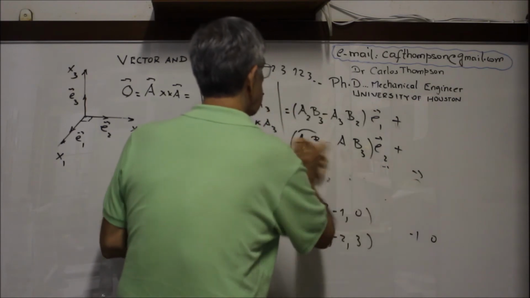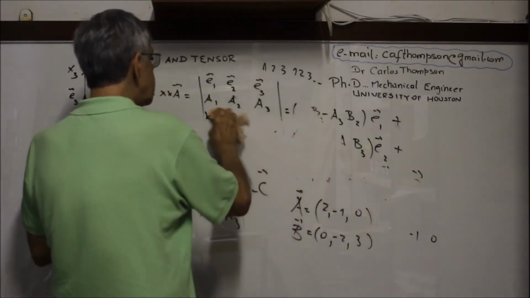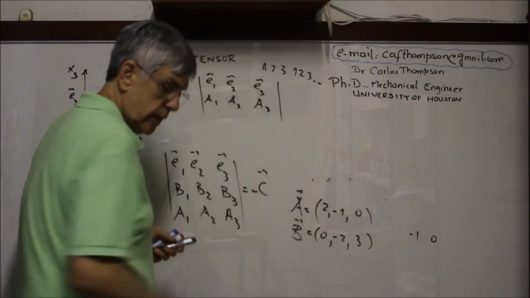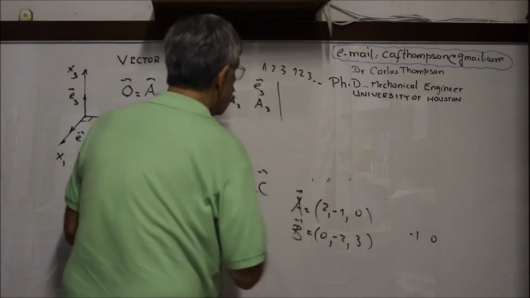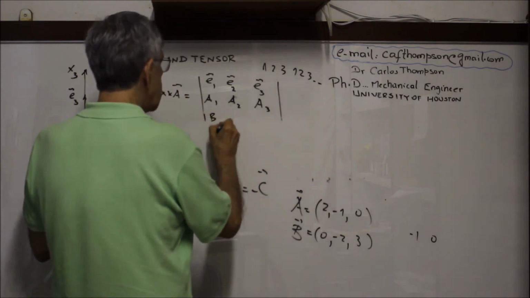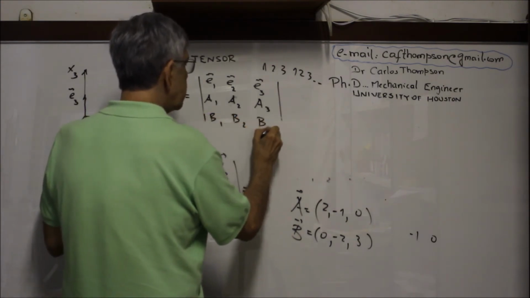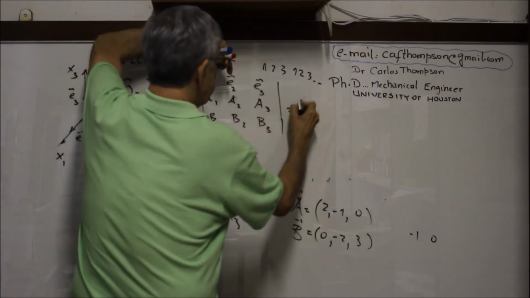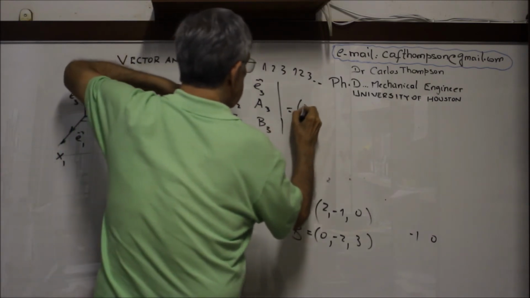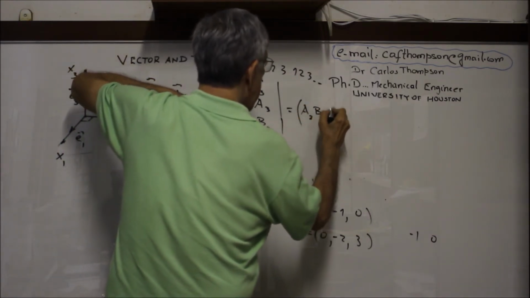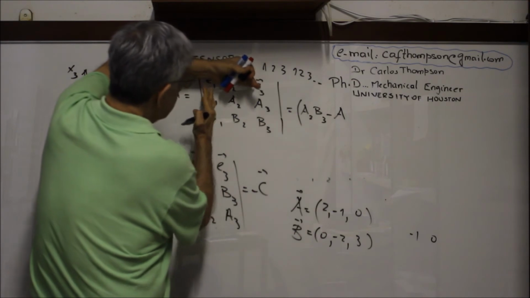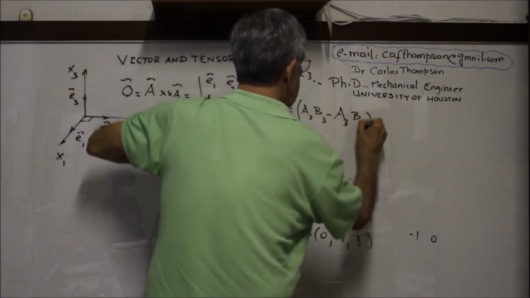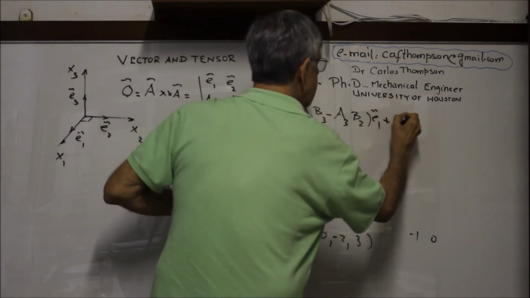You just put the determinant, and B, and B. Look, this will be quicker. Instead of solving the determinant here, just put here B1, B2, and B3. Just quick. Look, this is equal A2 B3 minus A3 B2, E1 plus.